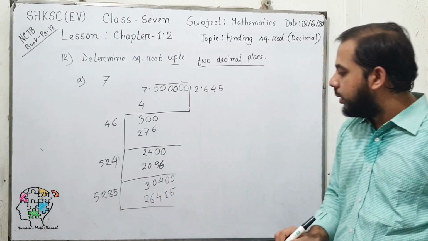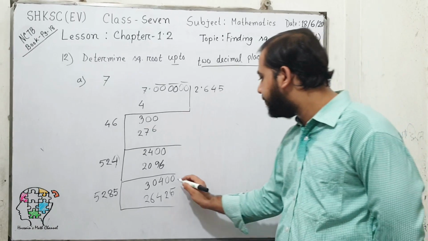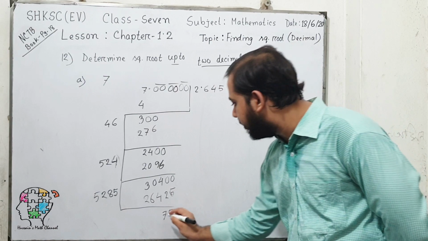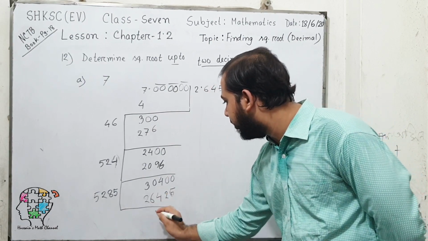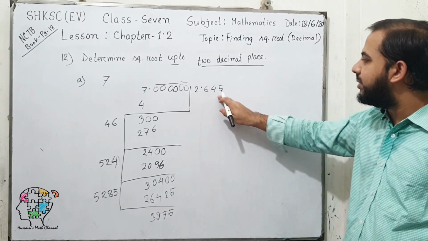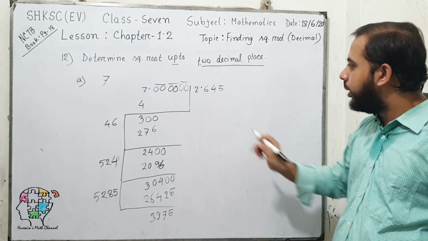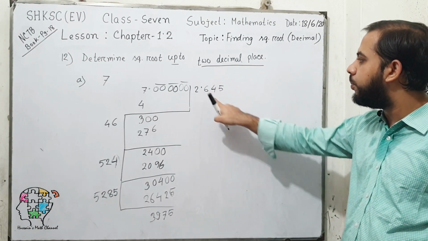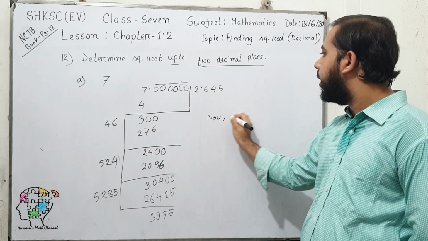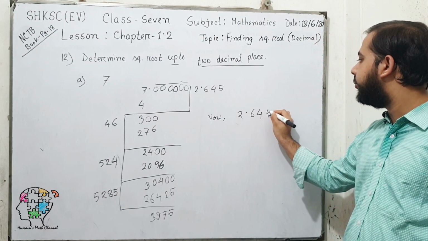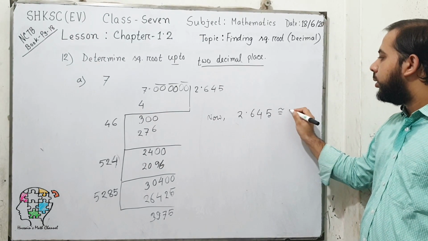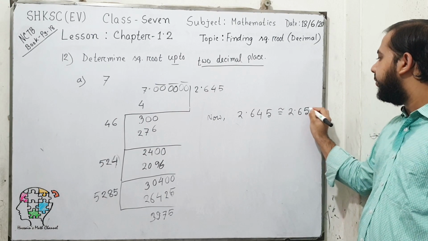So here if we subtract, the answer will be 3975. This will be the remainder. Now we get 3 decimal places, but what will be the answer? Here approximately we have to find 2 decimal places. So now 2.645, if we take 2 decimal places, we can write approximately 2.65, which will be our answer.